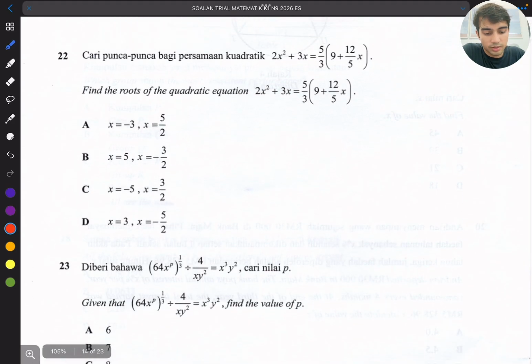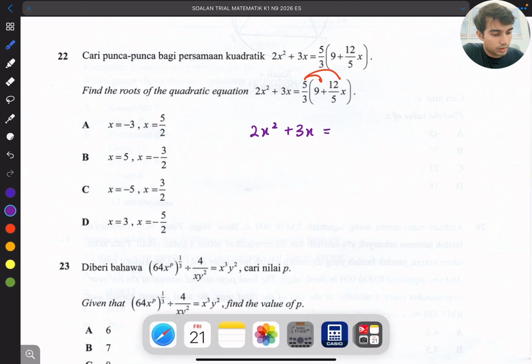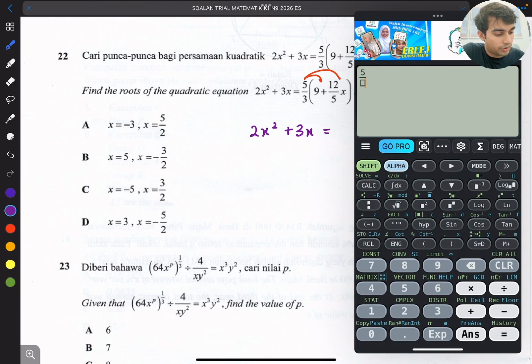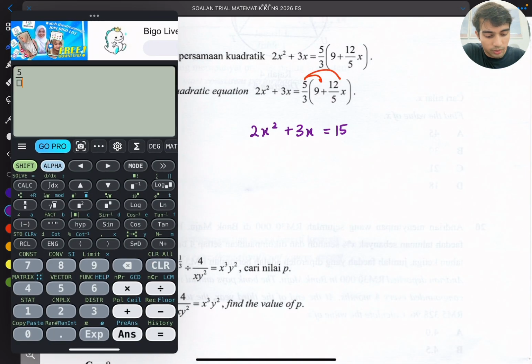Okay, next one. Find the roots of this quadratic equation. Right. So to find the roots, we first have to expand. So we get 2x squared plus 3x. 5 over 3 times 9 is 15. Then we have 5 over 3 times 12 over 5, which is 4x.